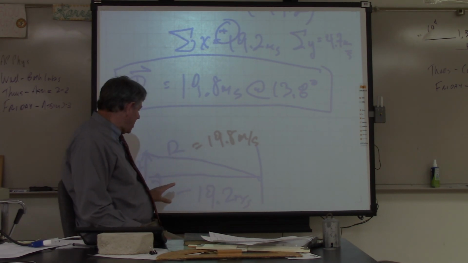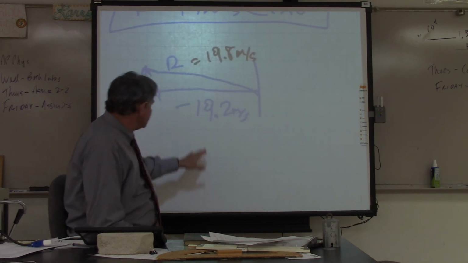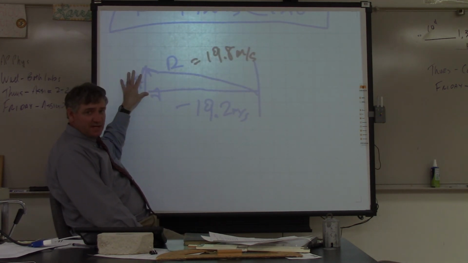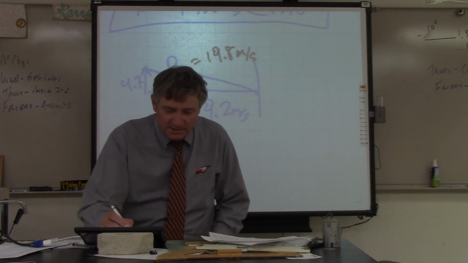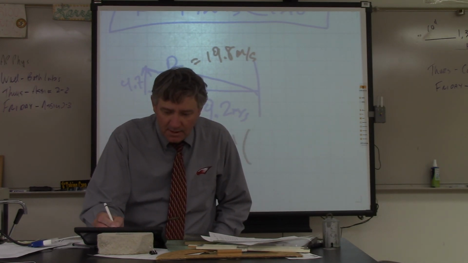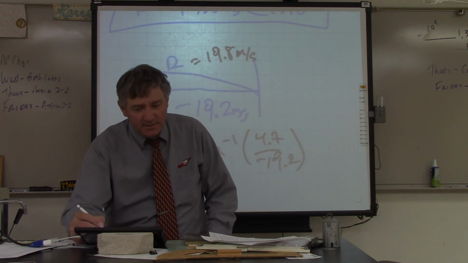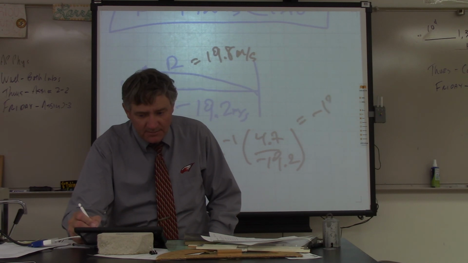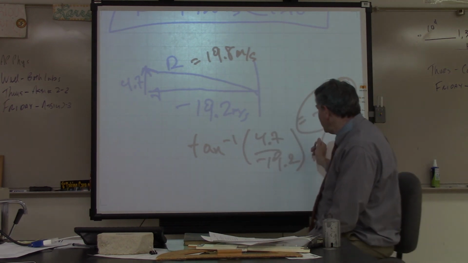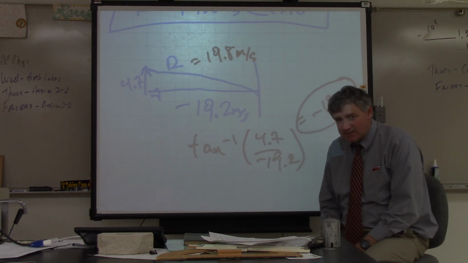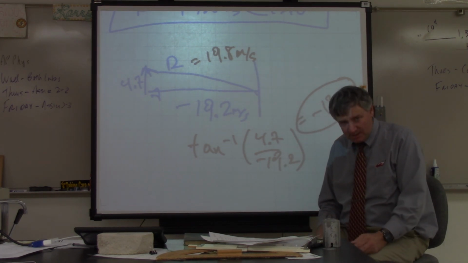Now, if you punch into your calculator the inverse tangent of 4.7 divided by negative 19.2, and play along in the studio audience if you would like, here's what your calculator will tell you the angle is: negative 13.8 degrees. Now, here's the problem. We don't know what to do with negative 13.8 degrees. Doesn't make any sense.